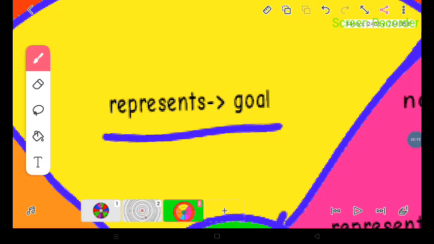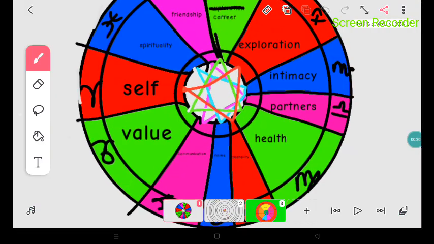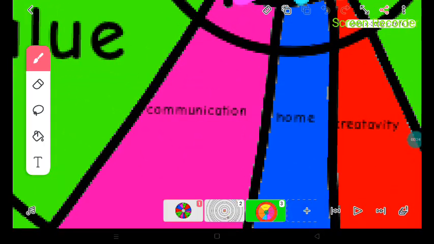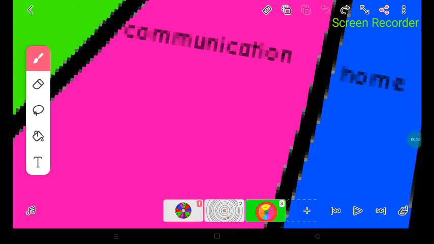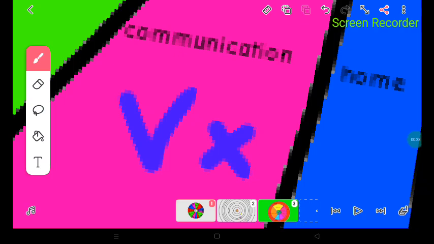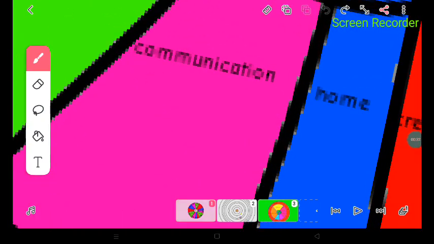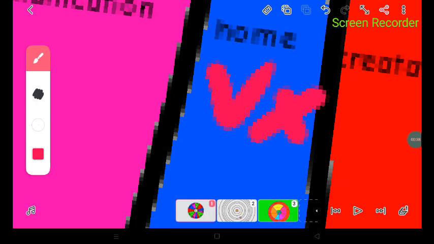Vertex represents your goal. For example, if your vertex is in your third house of communication, that means your goal will be communication. Or for example, if your vertex is in your fourth house of home, then you will have some home related goals.